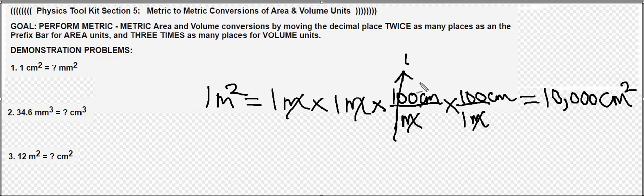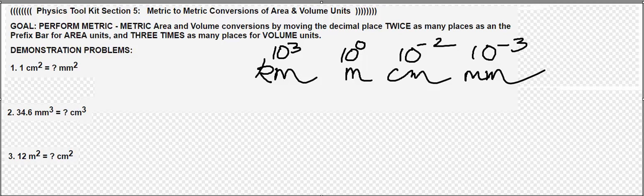What is the rule in general? For metric to metric area conversions, the decimal place goes twice as many places as on the prefix bar. Since area is length times width, and 10 times 10 is 100, the decimal place moves 2 places. For metric to metric volume conversions, the decimal place goes 3 times as many places as on the prefix bar. Since volume is length times width times height, and 10 times 10 times 10 is 1,000, that means moving the decimal place 3 times as many places as on the metric prefix bar.